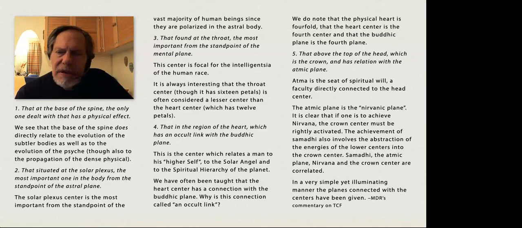4, that in the region of the heart, which has an occult link with the Buddhic plane. This is the center which relates a man to his higher self, to the solar angel, and to the spiritual hierarchy of the planet. We have often been taught that the heart center has a connection with the Buddhic plane. Why is this connection called an occult link? We do note that the physical heart is fourfold, that the heart center is the 4th center, and that the Buddhic plane is the 4th plane.